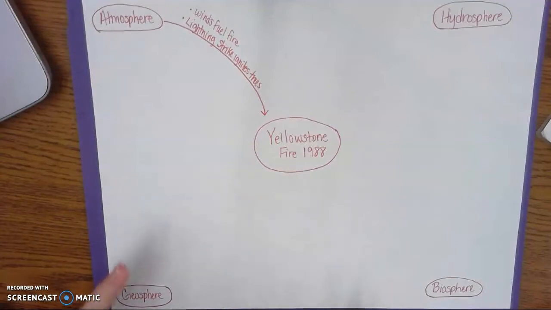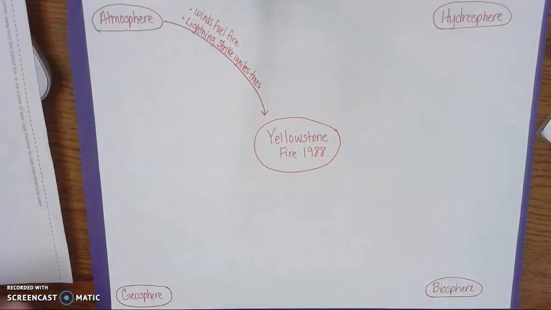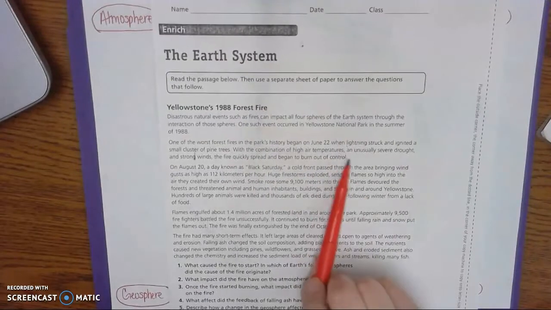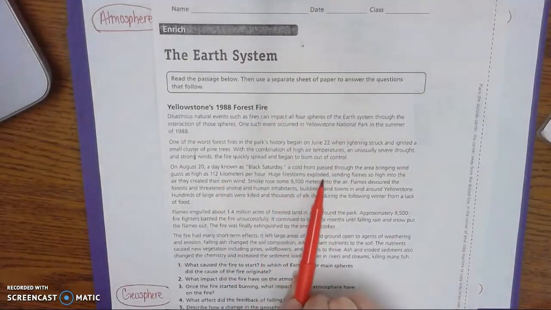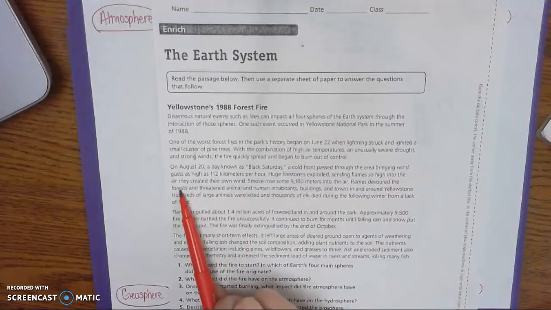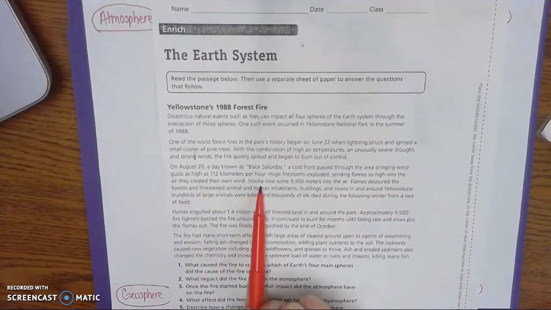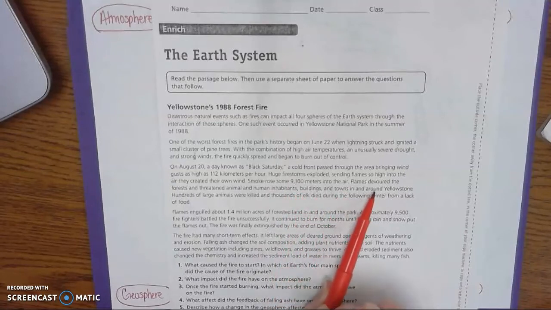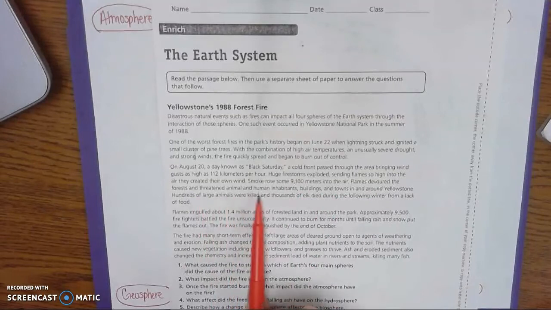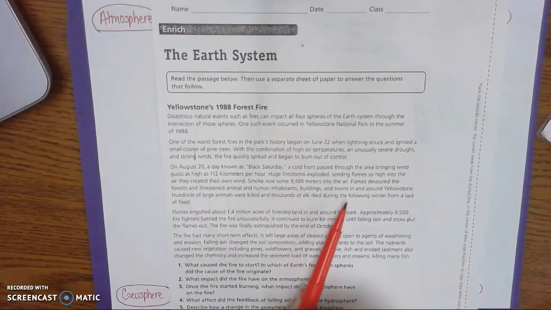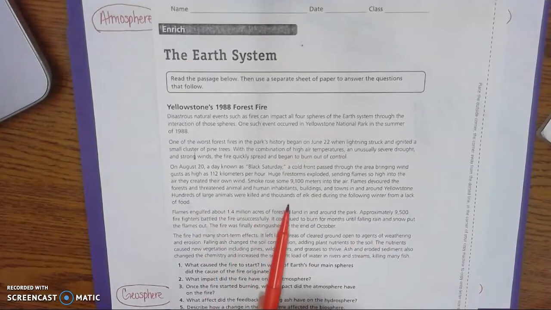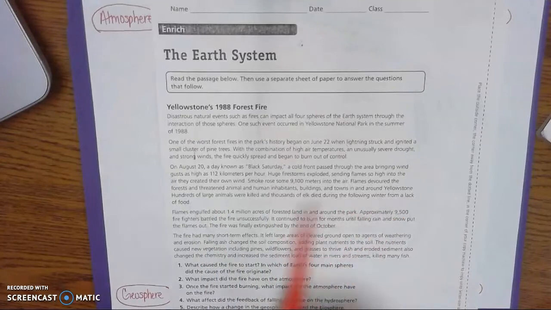Okay, and then now what's going to happen? We've got this huge, massive fire that's coming, and we got this outbreak. Well, what is it going to do to the biosphere? So the first thing that we read after that is that the huge firestorms exploded, sending flames so high in the air that they created their own wind, and the smoke rose some 9,100 meters into the air. Flames devoured the forest and threatened animal and human inhabitants, buildings, and towns in and around Yellowstone. Hundreds of large animals were killed and thousands of elk died during the following winter from lack of food.